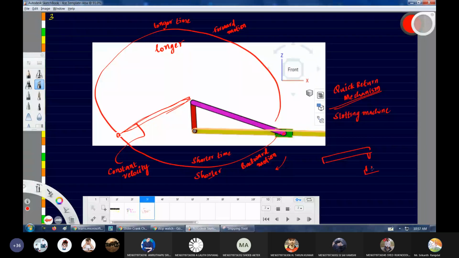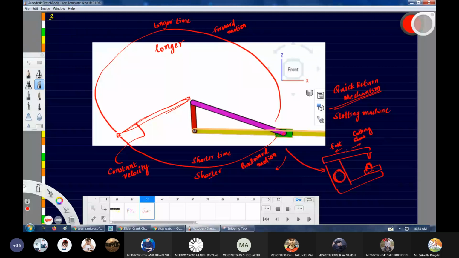Below there will be a bench vise, and this is where the workpiece is held. Some kind of square workpiece will be held. The ram will be moving up and down. This is what the machine shape will be, and inside this is where we will have the Whitworth mechanism. The forward motion happens slowly and the return motion happens fast. Only the forward motion is used for cutting, or the removal of metal. Backward motion will not remove any metal.